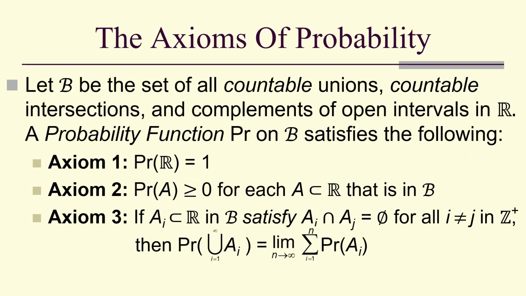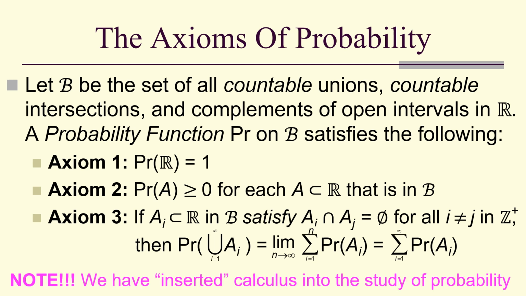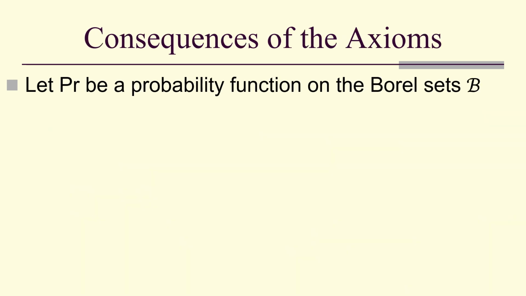So our third axiom is that if we have a sequence of Borel subsets whose pairwise intersections are the empty set, they're pairwise disjoint, then the probability of their countably infinite union is the limit as n goes to infinity of the sum from i equals 1 to n of the probability of A_i, or in other words, the infinite series of probabilities of the A_i. So we've inserted calculus into the study of probability, and this is going to continue.